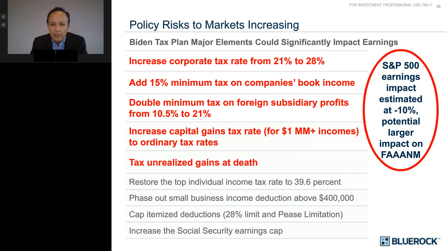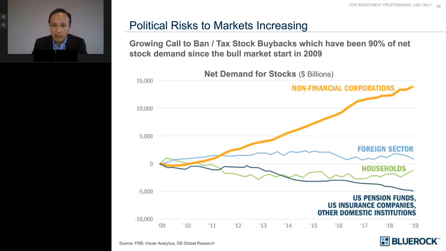On top of which, the stated plan is to increase the capital gains rate to ordinary income rates for people who are wealthy, above $1 million in income. So if your capital gains rate is going from 20 or 25 to 39.6, are you going to hold on to your capital gains, or are you going to sell your stocks? Are you going to advise your clients to sell their stocks before that goes into effect? That's an issue. On top of which, the program is to tax unrealized gains at death. So there's potential policy risk here.